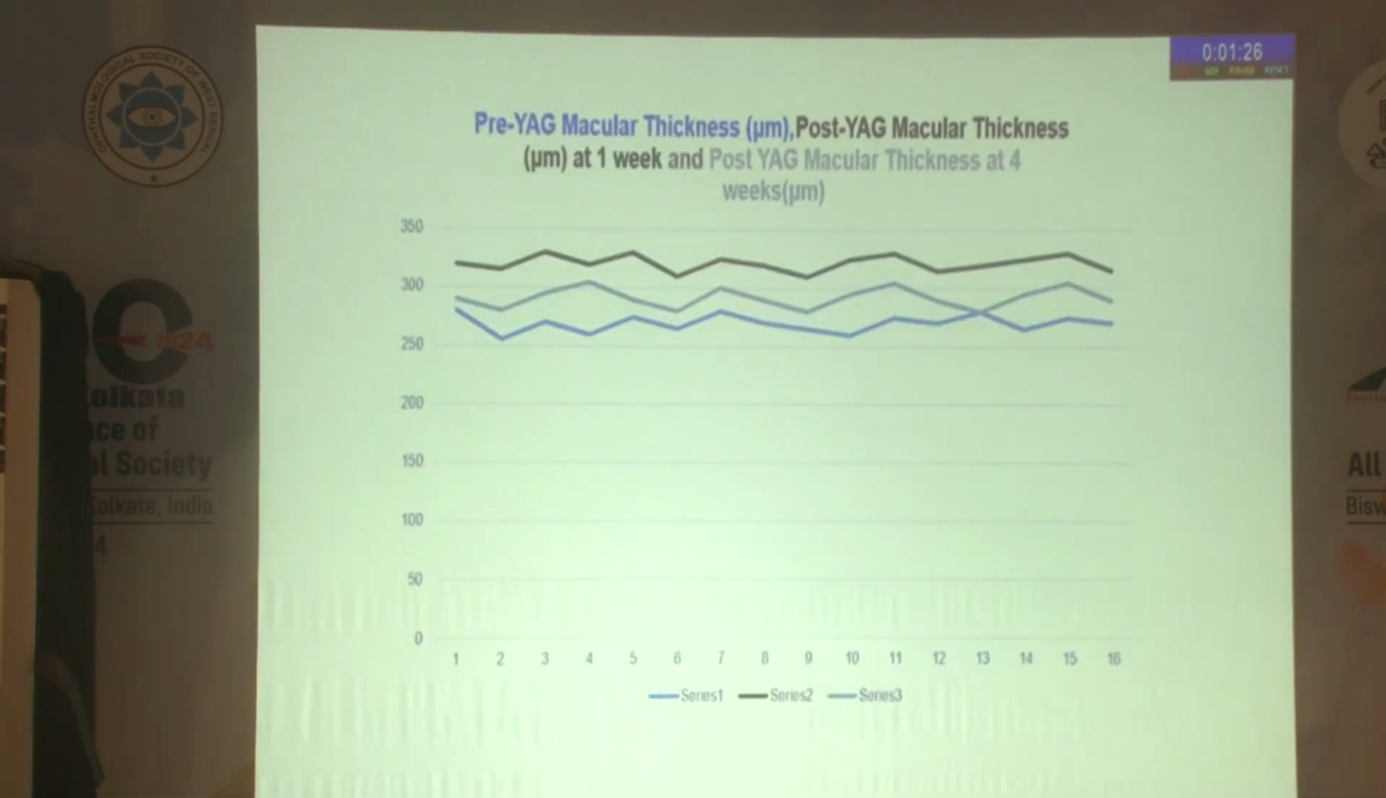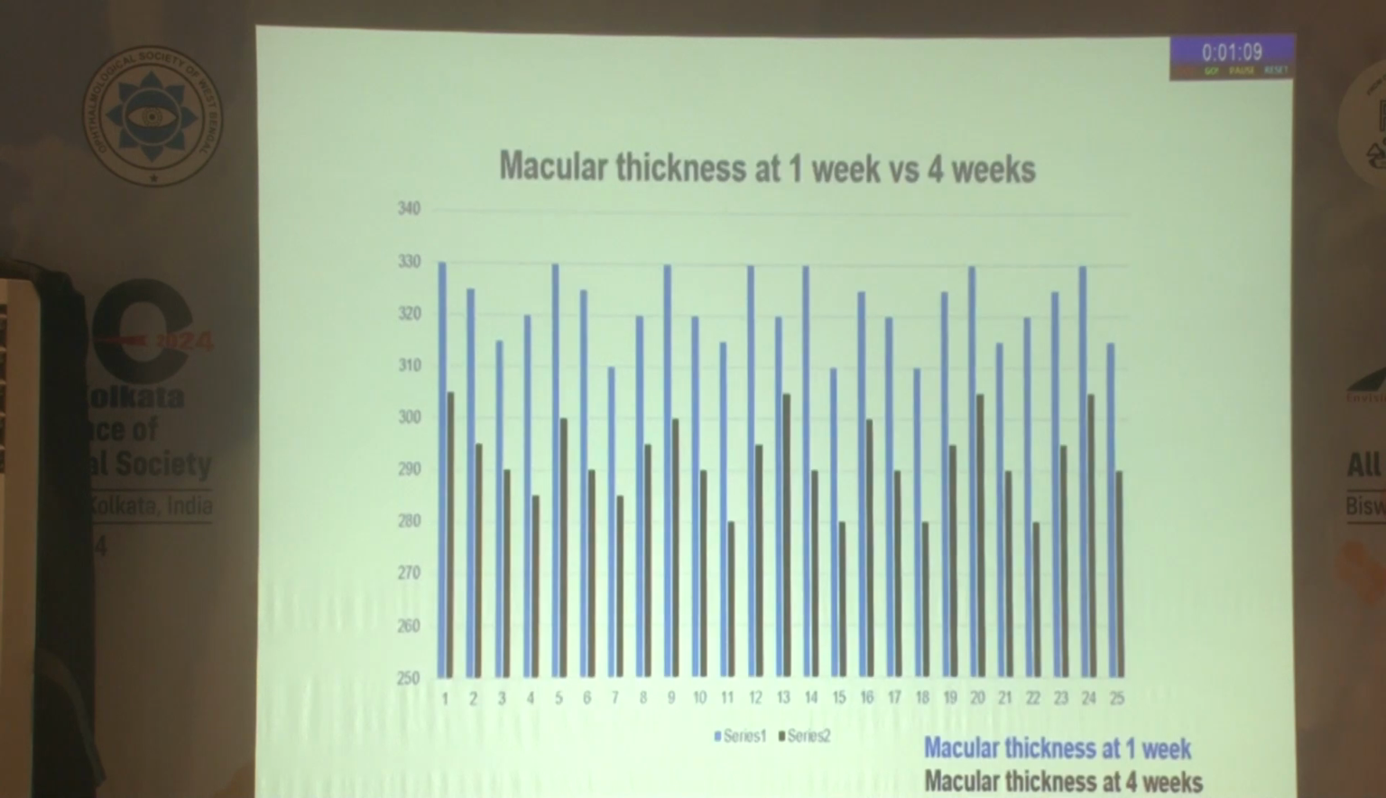Coming to the results, the blue line is depicting the macular thickness pre-laser, and we have seen a significant rise in the macular thickness 1 week post laser, and it decreased subsequently at 4 weeks, but it does not reach the baseline. And this is the graph showing the same.